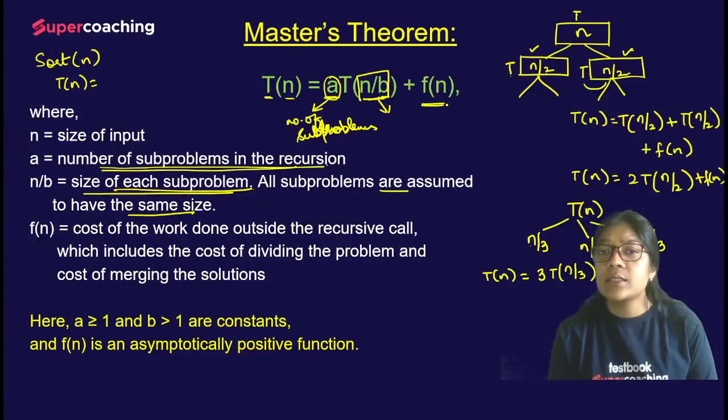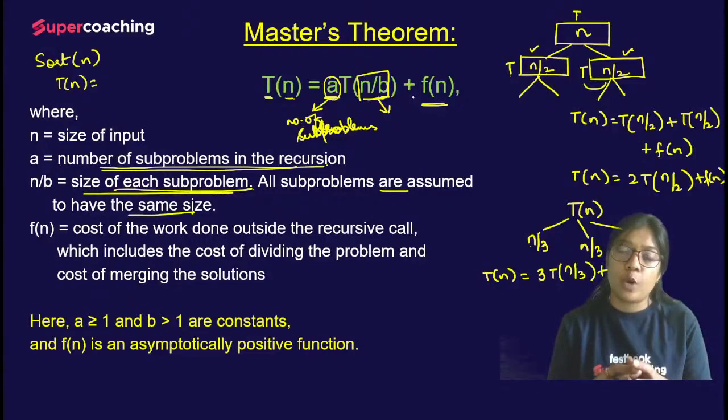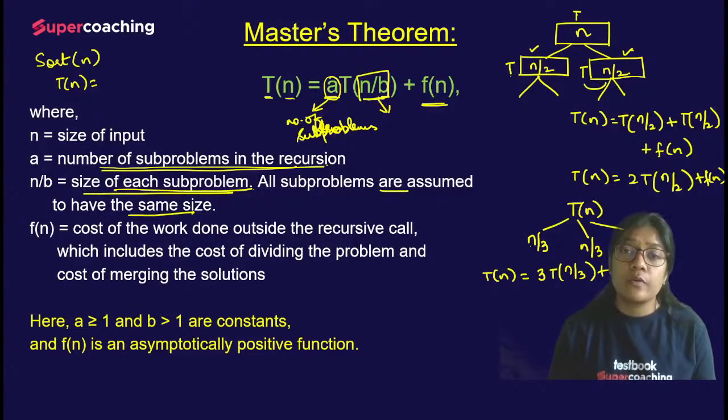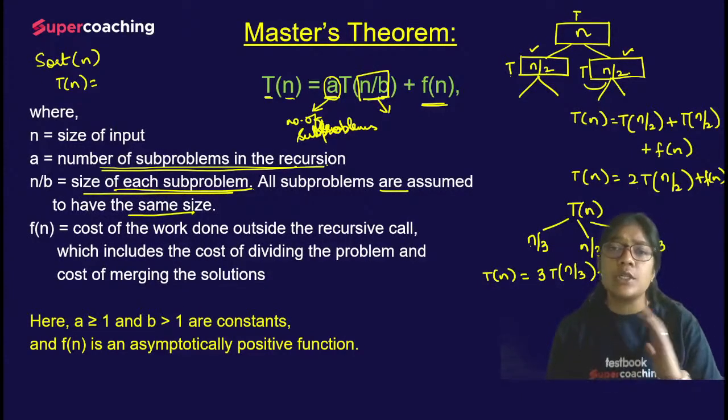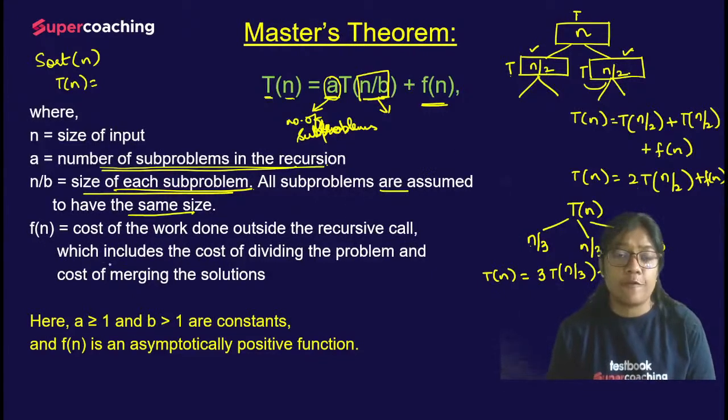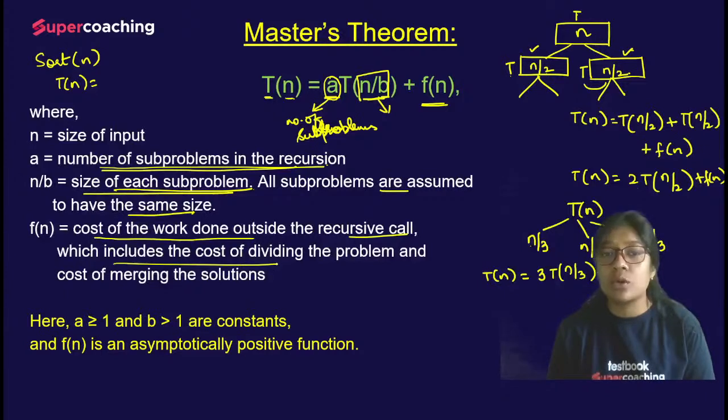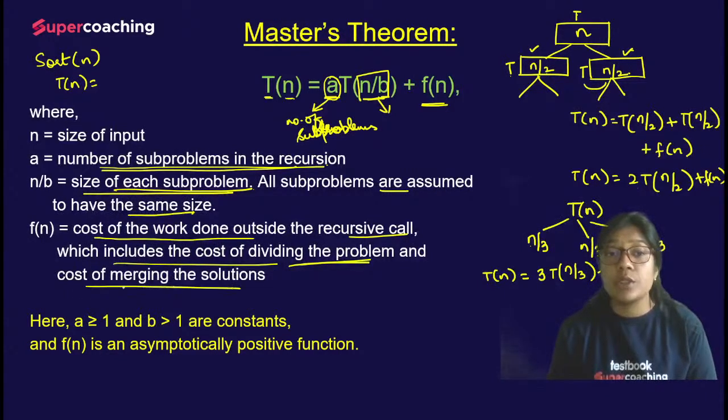And f of n is some additional time: the problem is divided, solutions are found, and then merged to return the solution of the original problem. That additional time is known as f of n. So f of n is the cost of work done outside the recursive call, which includes the cost of dividing the problem and the cost of merging the solutions. So this is the additional cost.